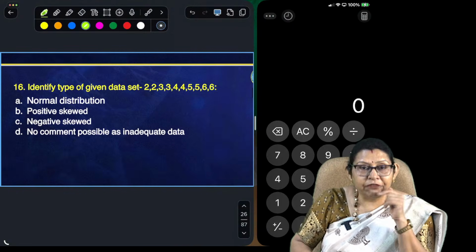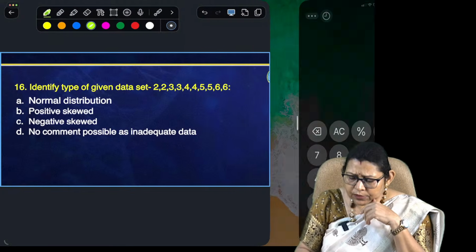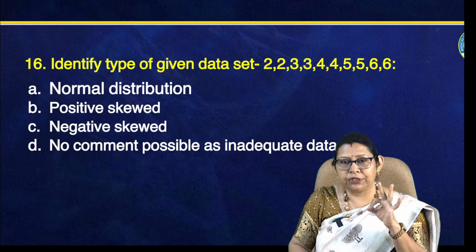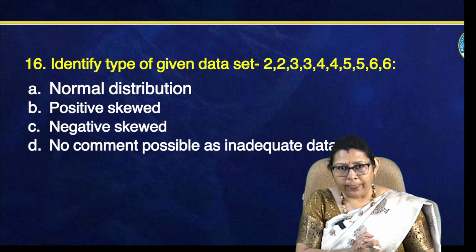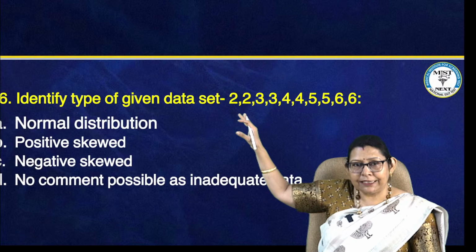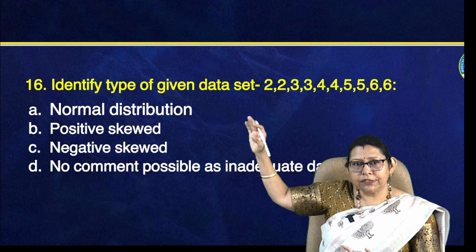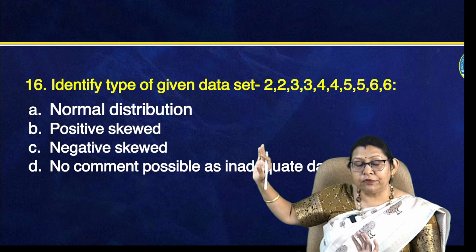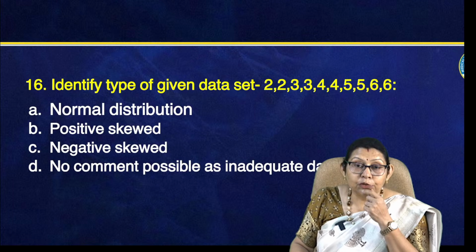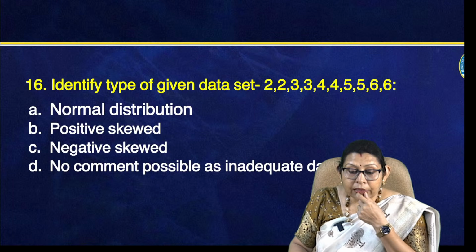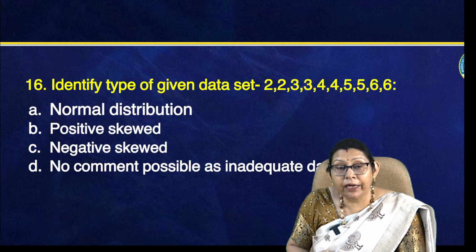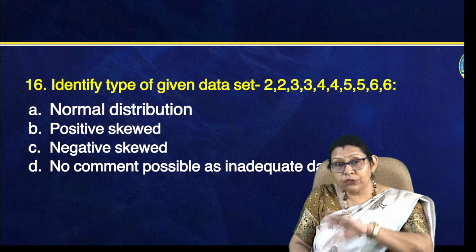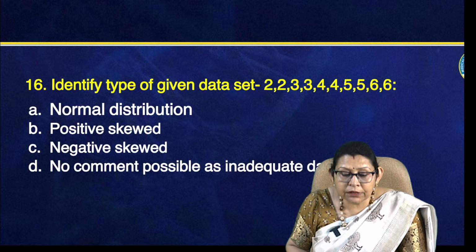Identify the type of the given data. Now, just try to see this question. It's a concept-based question in the form of a numerical. Here a data set is given and you just have to say whether it's a normal distribution, positive skewed or negative skewed. It may seem very difficult, and you may think the madam never told us any formula for how to identify positive skewed, negative skewed or normal distribution patterns.